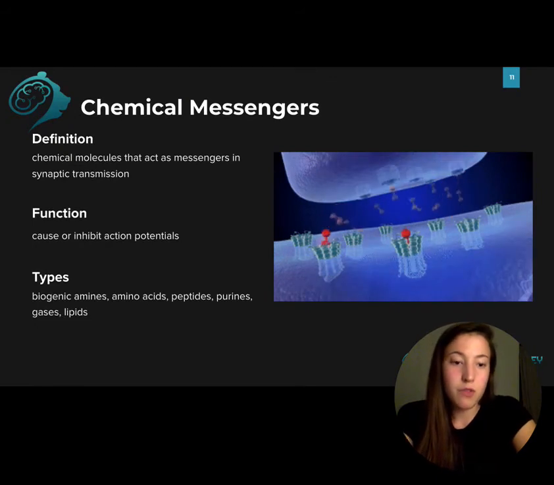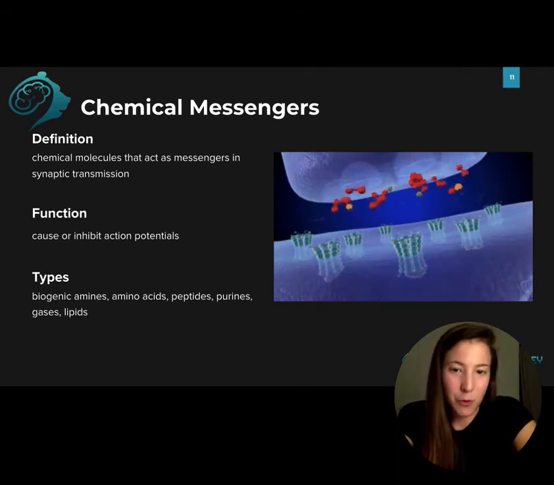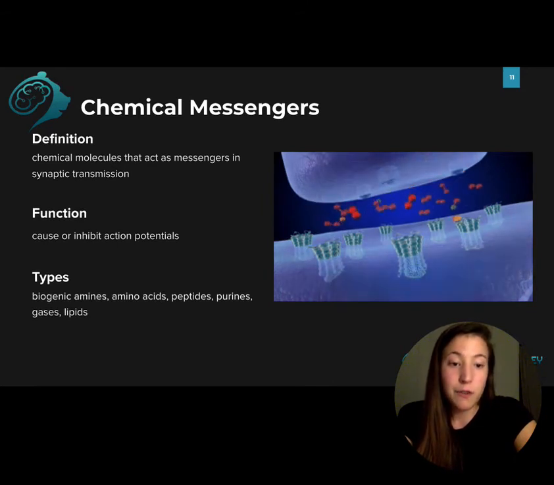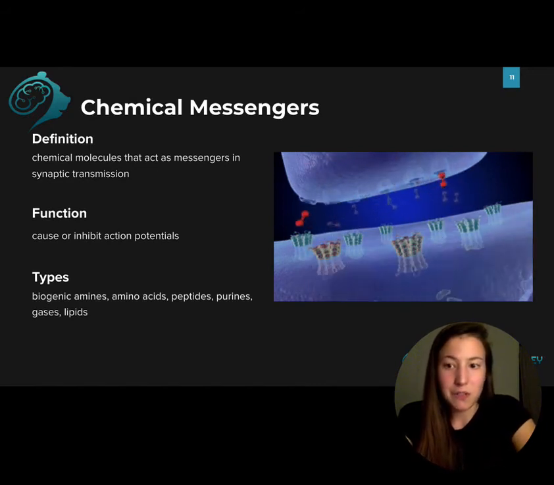So now we'll talk about neurotransmitters, finally. It's been brought up before, but these are the chemical molecules that act as messengers in synaptic transmission. Their function is to cause or inhibit action potentials. The types that we have are biogenic amines, amino acids, peptides, purines, gases, and lipids. And there are so many different neurotransmitters. Of course, we've identified some really important ones, such as dopamine or serotonin, which are both associated with mood regulation. Dopamine is associated with motor regulation as well, but we are nowhere even close to knowing all there is to know about neurotransmitters, so lots of work to be done there.